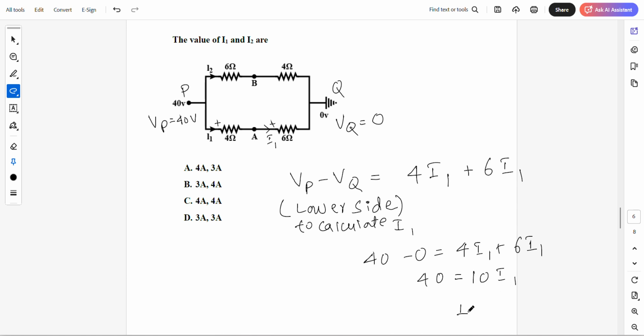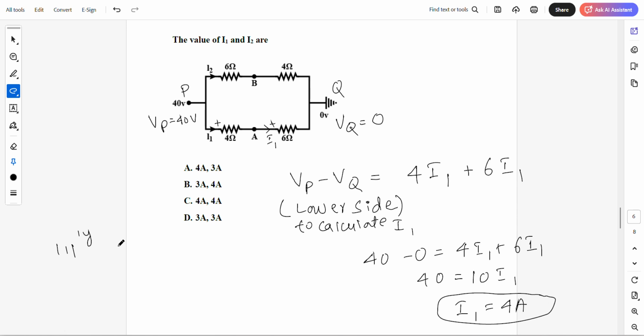I1, how much are we getting? I1 is equal to 40 by 10, which is 4 amperes. Right? 4 amperes of current flows. This is the lower side, to calculate I1. Now similarly, in the same way, you do it for the upper one.